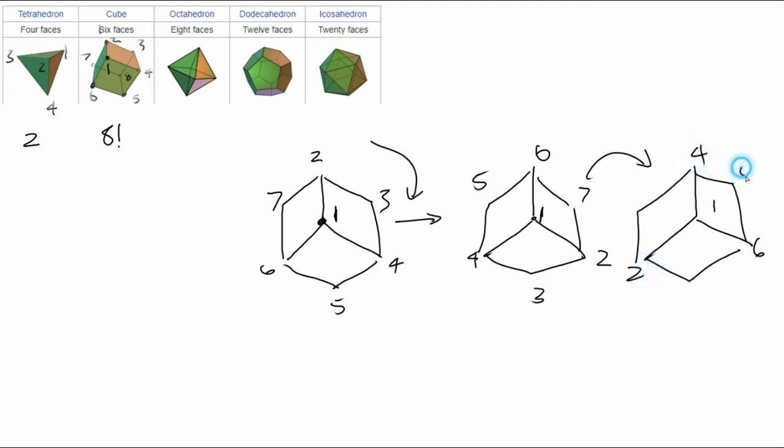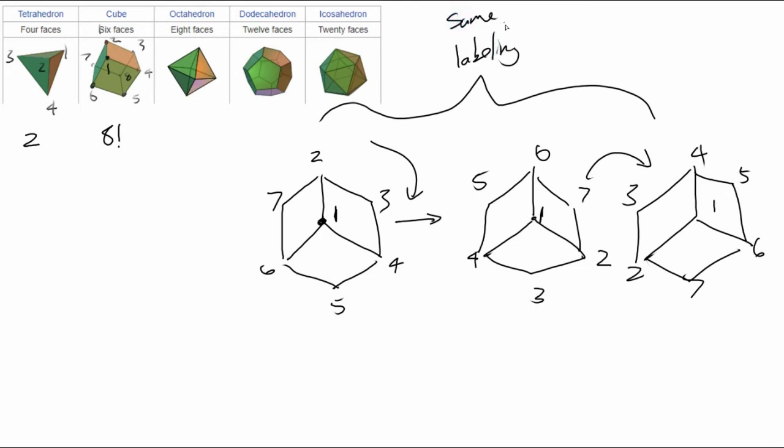There's another way we can do it. With the 1 facing us, there are 3 possible ways we can rotate this cube such that all these labelings are the exact same. This is the same labeling because all we did was rotate the cube, and labelings where you can rotate it to get another labeling, all those labelings are the same.